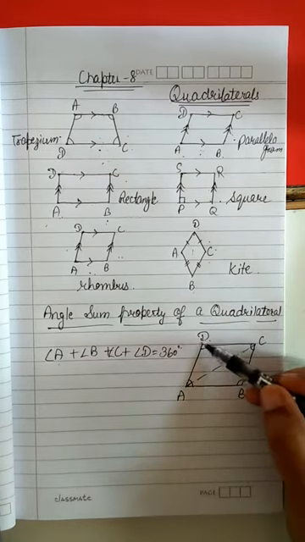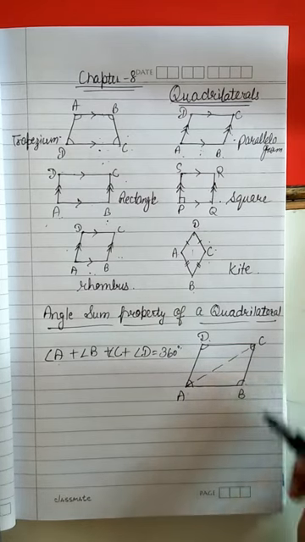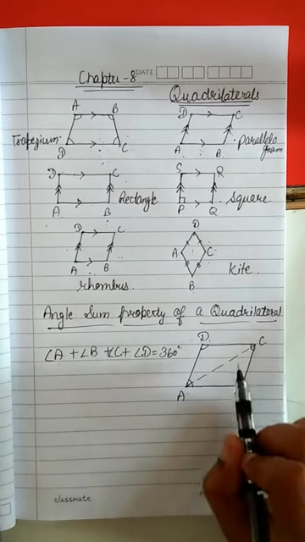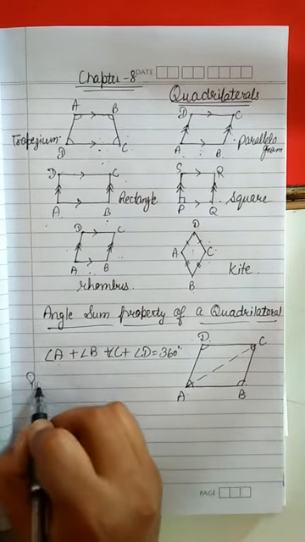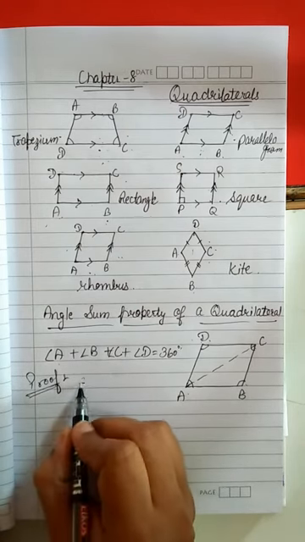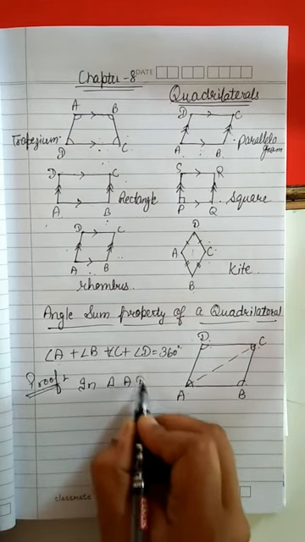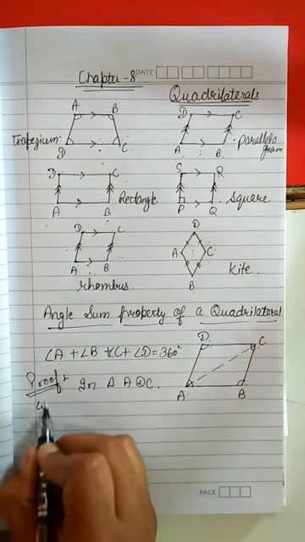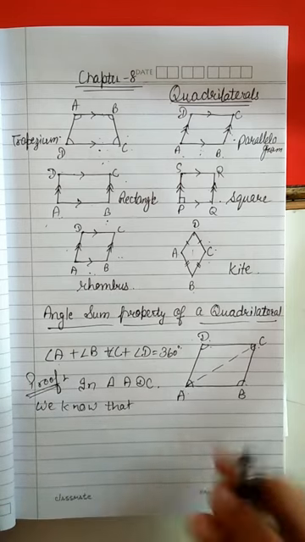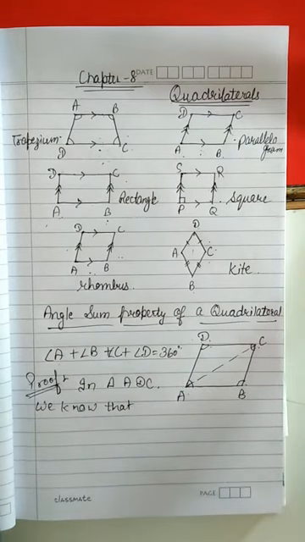You can also join BD. It is not necessary to join AC, you can also join BD. So I join AC and let us prove. First of all I take triangle ADC. In triangle ADC, we know that the sum of all angles of a triangle is 180°.